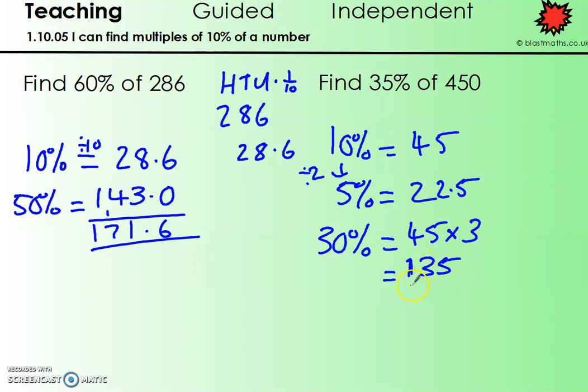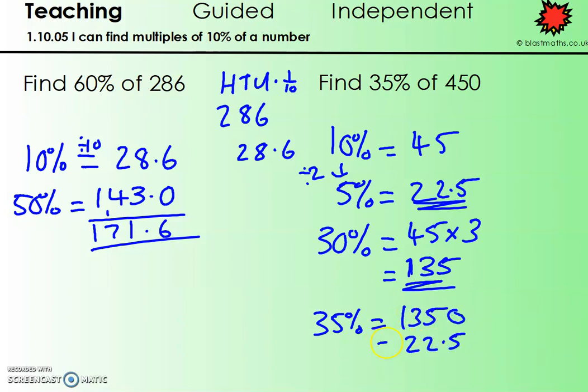And then I want to finish off to get 35%, I want to add up these two. So 35% will be 135, and I'm going to add 22.5 to that. So put my point in there. So we get 5, 7, 5 and a 1. So I get 157.5.